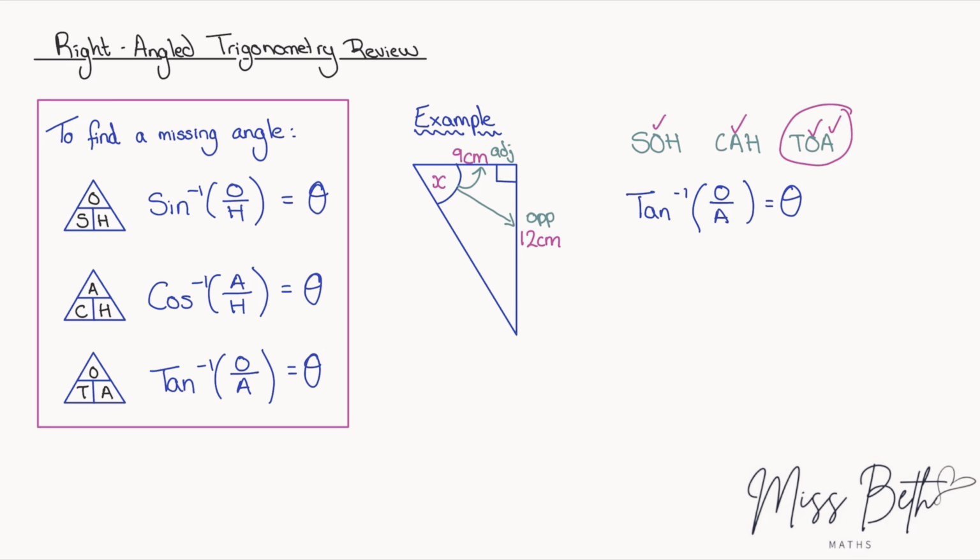Okay, so let's fill in what we know here. We know that the opposite is 12. We know that the adjacent is 9. I'm going to pop that into my calculator, and again, remember to put the inverse. If you're using a scientific calculator, you need to press shift first. If you are using Desmos, then you should just have an alternative button to press. When you pop this in, you should get an angle of 53.1, and remember that angles are measured in degrees, so just make sure you add that to your answer.